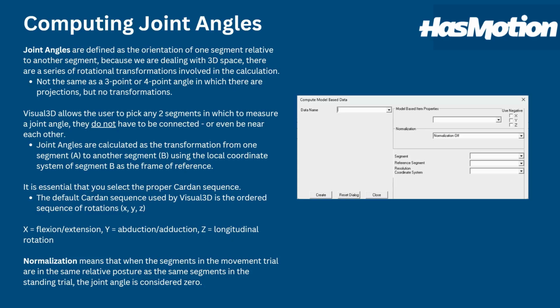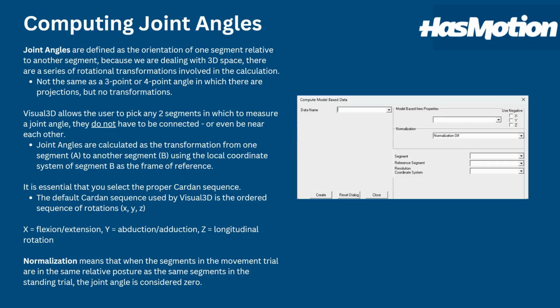In practice, joint angles are calculated as the transformation from one segment A to another segment B using the local coordinate system of segment B as the frame of reference. It is essential that you select the proper Cardan sequence based on a complete understanding of what you're trying to measure. In Visual 3D, you can select the Cardan sequence that you want, which relates to your specific data. The default Cardan sequence used by Visual 3D is the ordered sequence of rotations X, Y, Z, which assumes the following. X being flexion and extension, Y being abduction / adduction, and Z being longitudinal rotation.